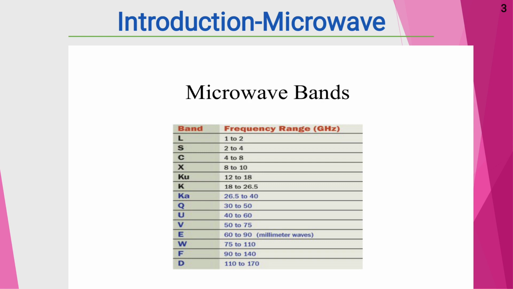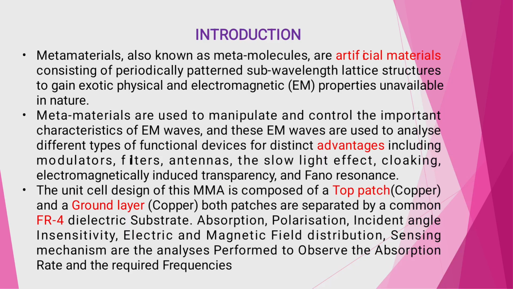Here the L band has a frequency range of 1 to 2 gigahertz, and the frequency range of 8 to 10 gigahertz means it's the X band. So these are the corresponding bands with their frequency ranges. Totally, this table is the microwave bands.